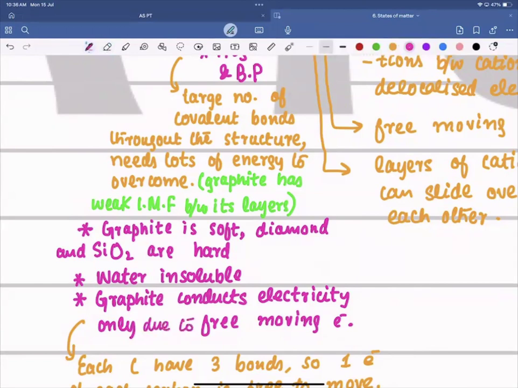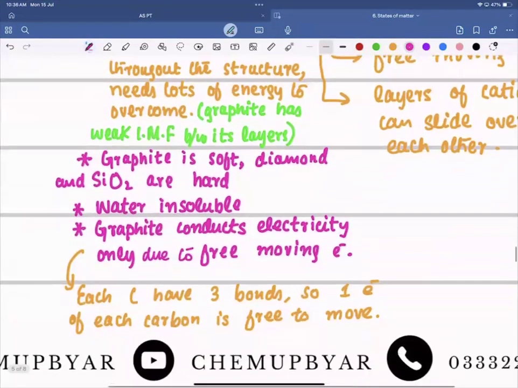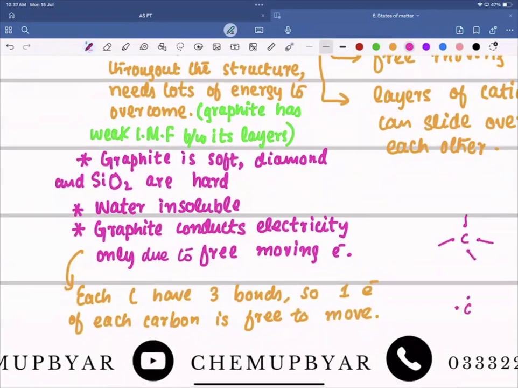In graphite, diamond, carbon has a free moving electron. That's why graphite conducts electricity. The reason is that carbon has 4 electrons in its valence shell. In diamond, carbon makes all 4 covalent bonds. But in graphite, carbon can make only 3 bonds and 1 electron of carbon stays unbonded, and this becomes the free electron.